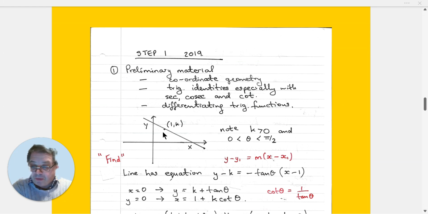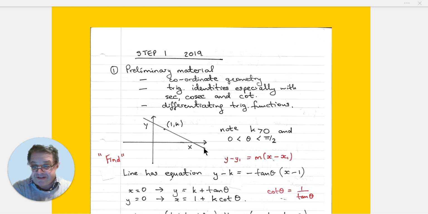that we have a point (1, k) in the first quadrant, so k is positive. We have a line through the point (1, k) with a negative gradient, and we're going to minimize the area and also the perimeter of the triangle.